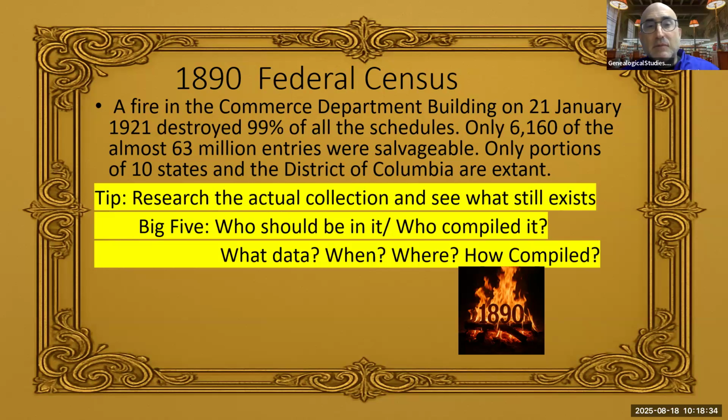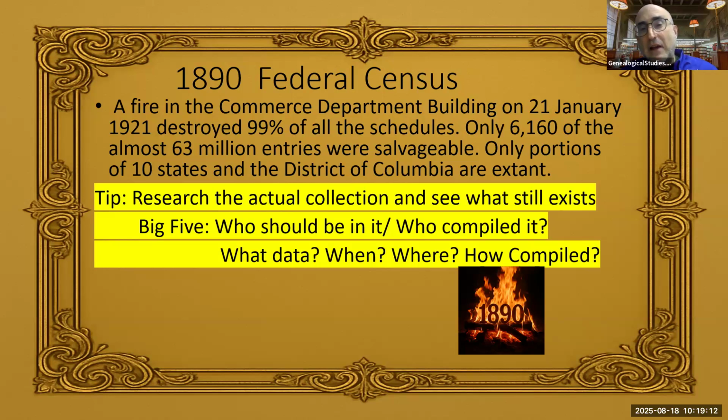Now, you could think of it as the big five. Who should be in it? Who compiled it? Because if someone you think should be there is missing, maybe they died before. Who compiled it is very important. For example, what a lot of people don't know is the census takers were people who were hired to take the census. If you look at the name of the person, let's say his name was John Smith, and on the census you can see your family's native language was Italian, he may not have spoken Italian. So understanding who compiled it may explain why there are errors.